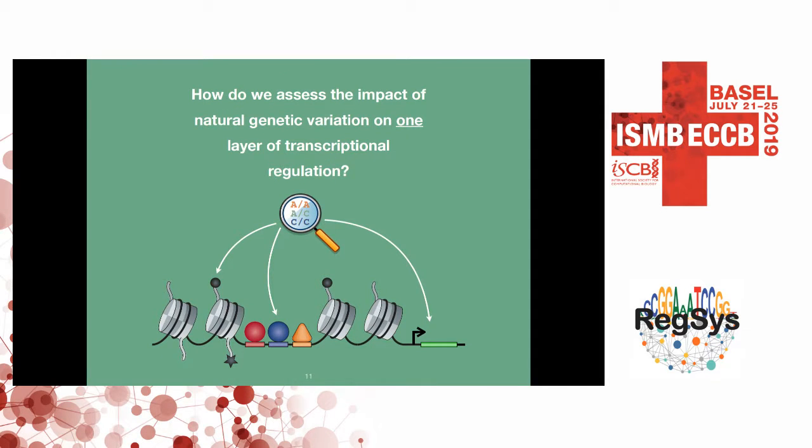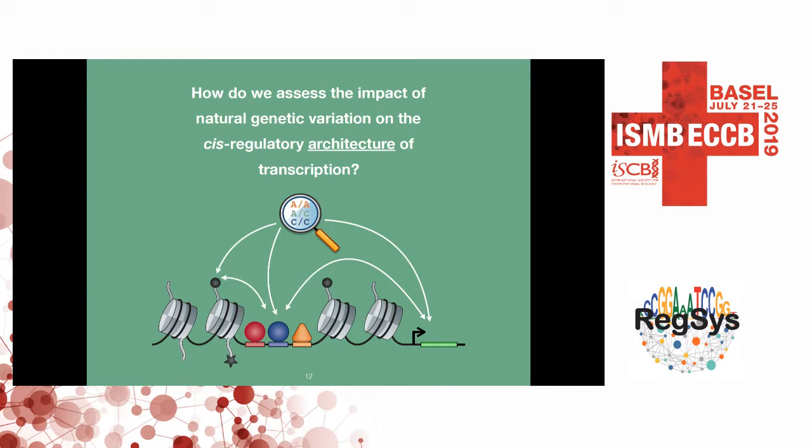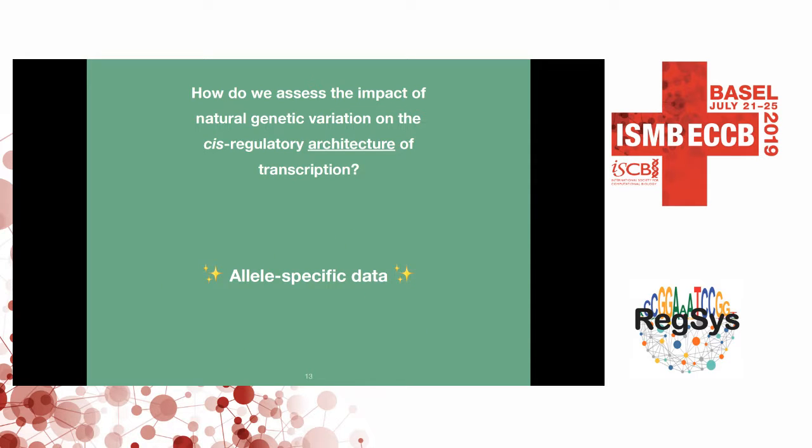So as I say, this is for trying to link the SNP information to a given regulatory layer. But what I'm more interested in is how to not only assess the impact of a single layer, but assess the impact of genetic variation on the whole transcriptional regulation, so involving multiple layers altogether. So how do you do that? We try to approach that by using allele-specific data.